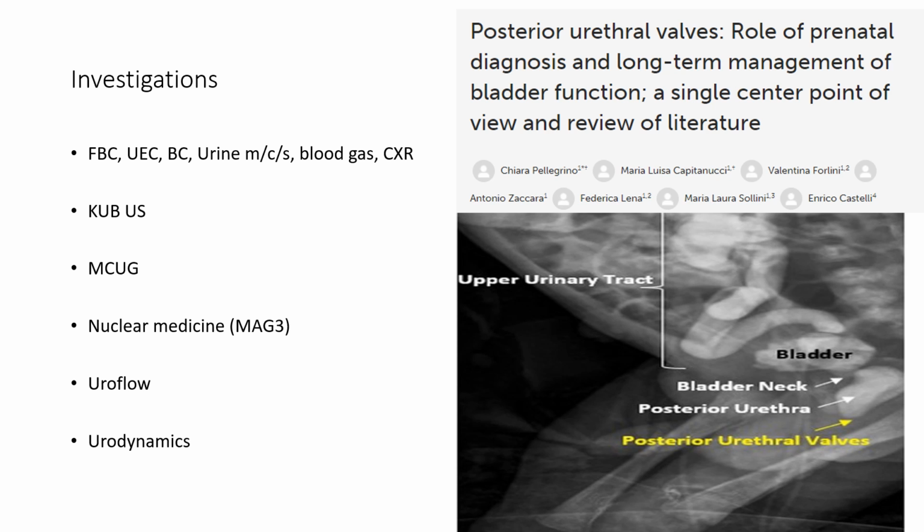Later on, differential renal function would be done using nuclear medicine, in particular MAG3. Later on, uroflow and urodynamics may become necessary. On the right is a picture of posterior urethral valves demonstrated by a micturating cystourethrogram, and you can see that we have another keyhole sign there with dilatation of the bladder and dilatation of the proximal urethra, or the posterior urethra, with a narrowing of the urethra demonstrating the actual valve.